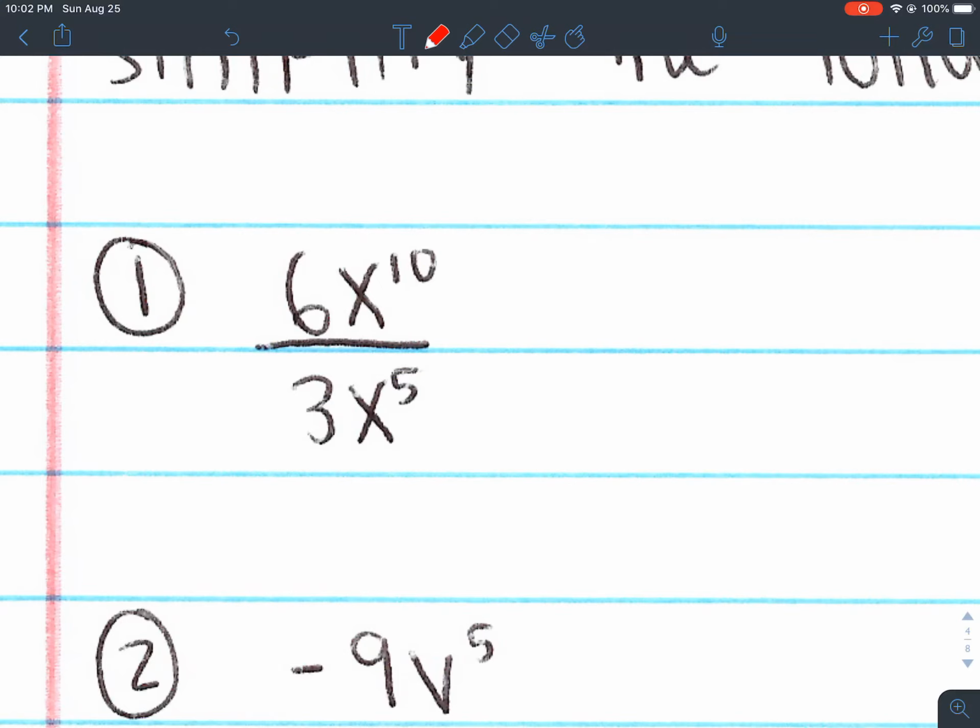Now, number 1, we have 6x to the tenth divided by 3x to the 5th. We are still dividing, so we still have a numerator and a denominator, and they're being divided. Do I have any bases that I could actually divide? Yes, 6 divided by 3. I know that's going to be 2. 6 divided by 3 is 2.